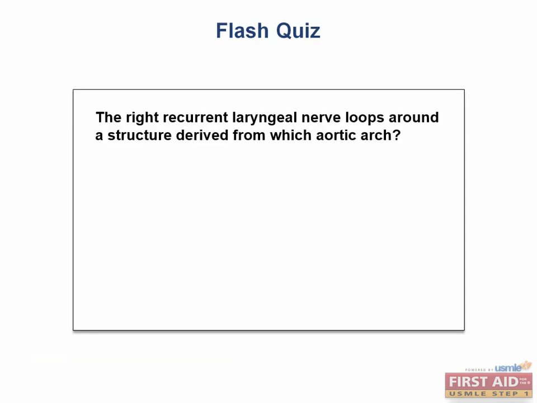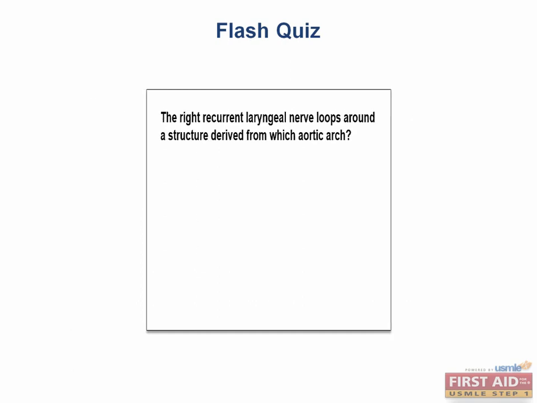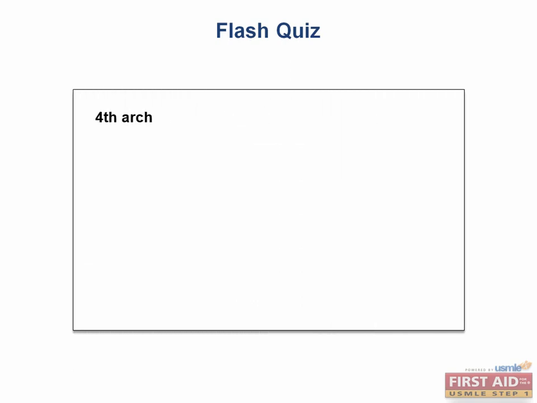So here's a flash quiz. The right recurrent laryngeal nerve loops around a structure derived from which aortic arch? It would be the fourth arch. The left recurrent laryngeal nerve loops under the arch of the aorta, so it would be the fourth arch as well, although it does go immediately adjacent to the ligamentum arteriosum.